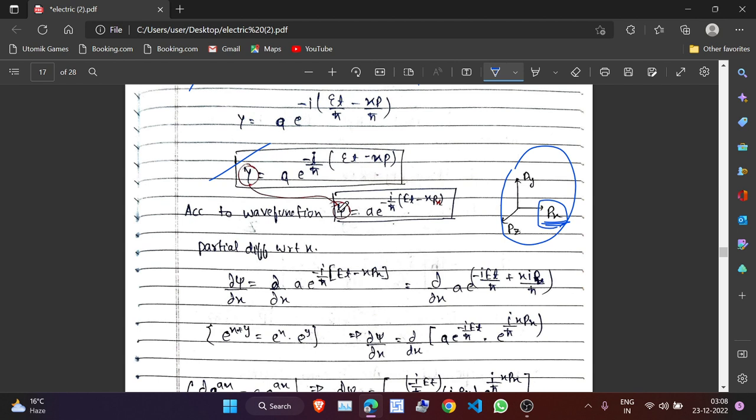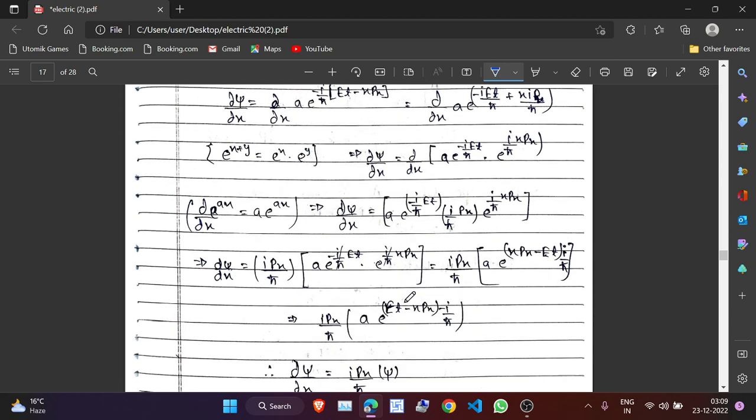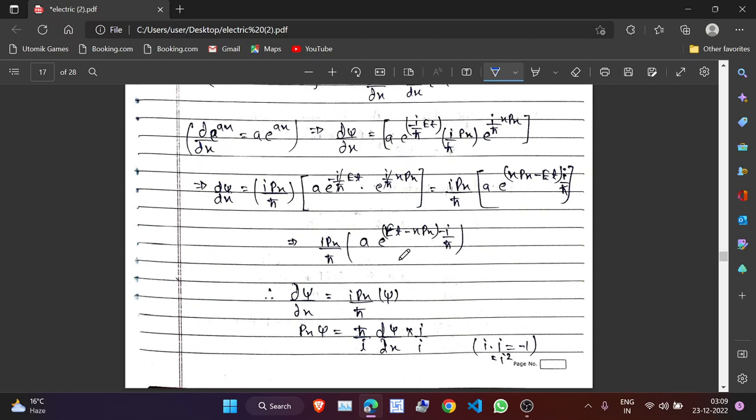So this is psi. In a further upcoming lecture we will discuss what psi is. So psi is equal to A e to the power i by h bar into (Et minus x px). Taking the partial differentiation with respect to x, d psi upon dx, after this partial differentiation we'll get this expression.